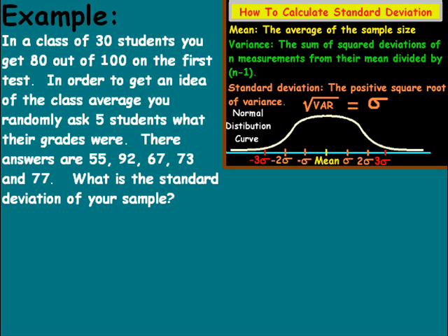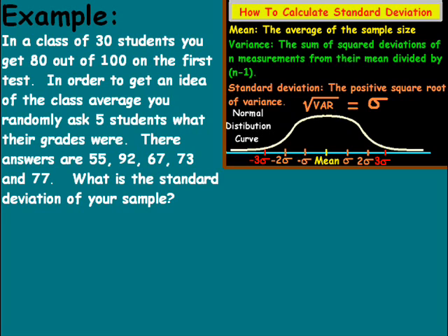Okay, in this example, we basically have a class of 30 students, and we got 80 out of 100, and we decided to figure out what the class average might be, or take a random sample. And we decided to ask 5 different students. They give us answers of 55, 92, 67, 73, 77. Okay, we want to know what the standard deviation of our sample is, and we'll include our 80 in that.